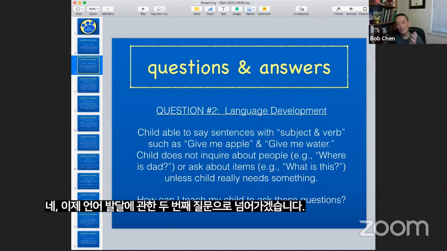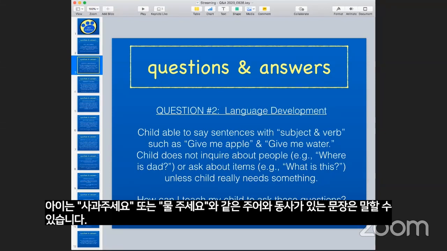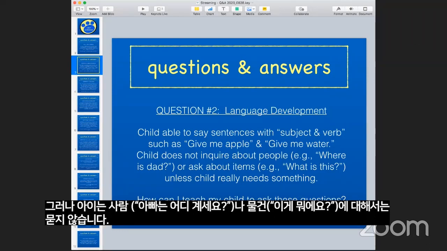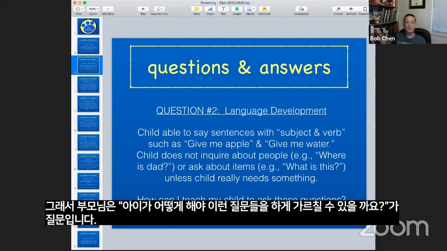All right, question number 2 has to do with language development. So the child's able to say sentences with subject and verb, such as give me apple or give me water. But the child never inquires about people or about items. And so the parent is asking, okay, how do I teach my child to ask these questions?